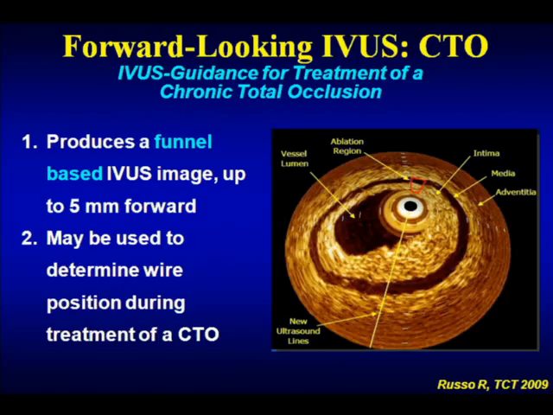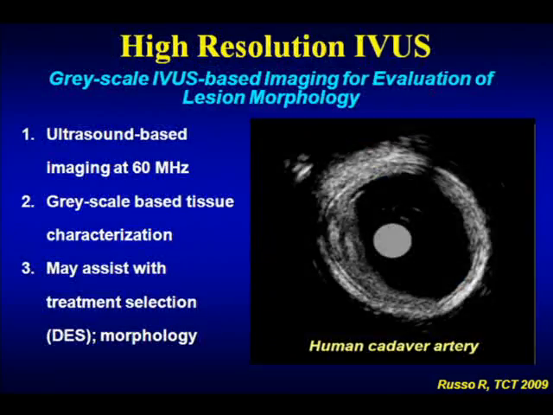Now, there is a lot of work being done in IVUS. While we have 40, 45 megahertz transducers, we are coming with a 60 megahertz and forward-looking IVUS, the CTO-looking IVUS that can show you where the CTO is. There is a lot of work being done in this field and hopefully we'll know. Now, coming back to Sinai, basically these are our data.